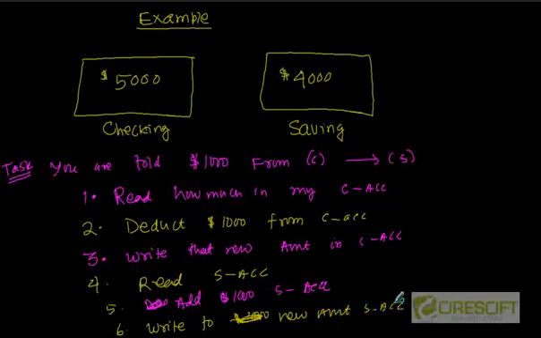So these are the 6 steps that you are going to do in order to achieve this task of transferring $1000 from your checking account to your saving account. And essentially, all these steps together are called a transaction.